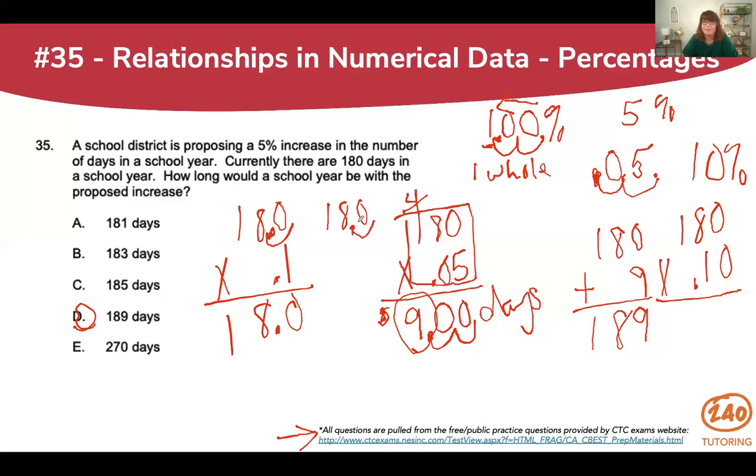Well, what's half of 10? 5. So if 10% is 18, half of 18 would be 5%. Half of 18 is 9. Y'all, I did this all mentally in my head in a matter of about 15 seconds with that strategy. 10% of 180 would be 18. So 5% would be half of that. Half of 18 is 9. Add 9 to 180. Correct answer is 189.